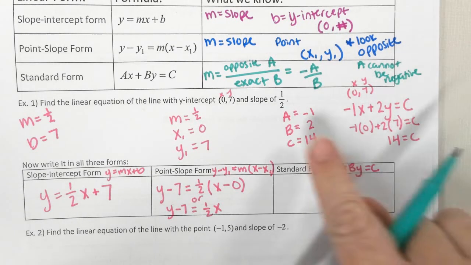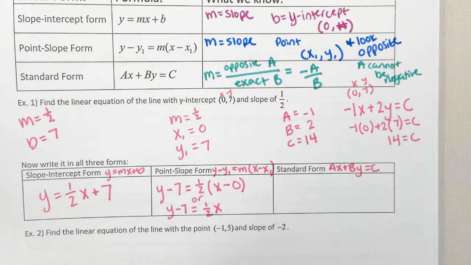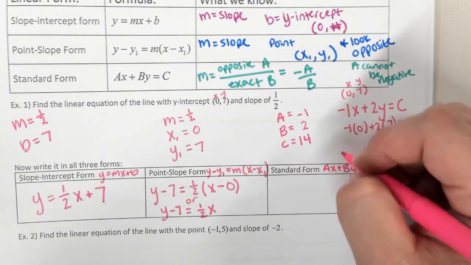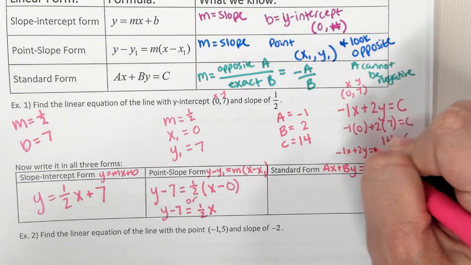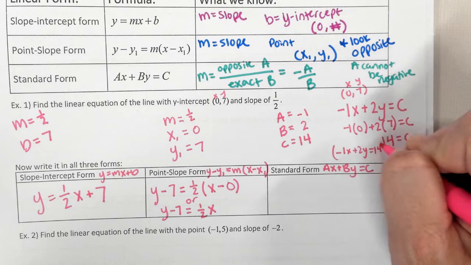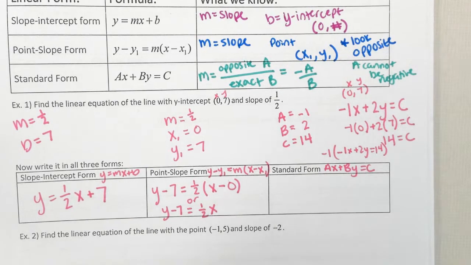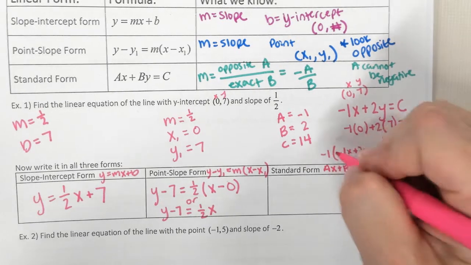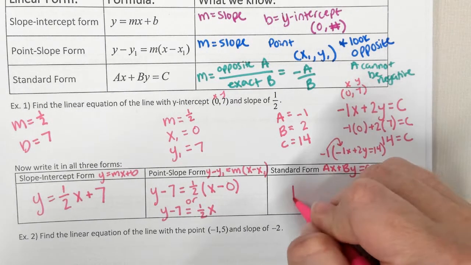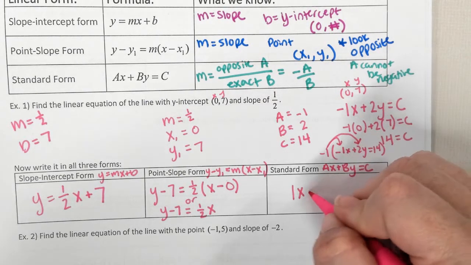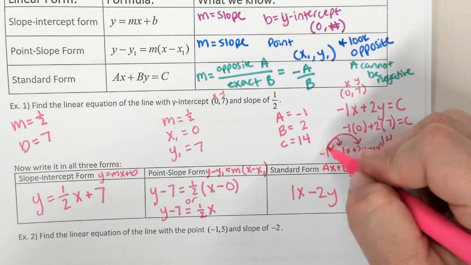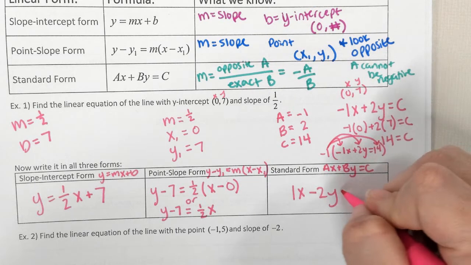And what do we notice? A is negative. So what I want you to realize is that we could write it like that, negative 1x plus 2y equals 14, and we could multiply the whole thing by negative 1. Because when I multiply by a negative, doesn't that cancel a negative? Yeah, so a negative times a negative just becomes positive 1x. Negative times a positive gives me negative 2y. And negative times a positive gives me negative 14.